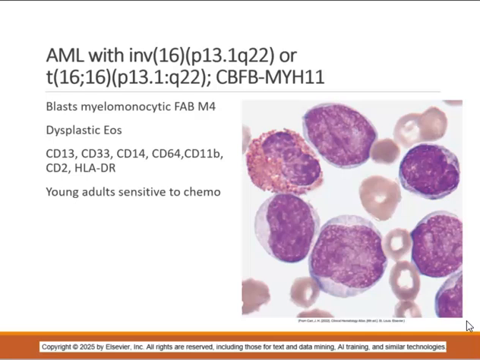AML with inversion 16, these blasts have what's called a myelomonocytic look to them. In other words, they have a myelocytic type of cytoplasm with a monocytic type of nucleus, where it's more like a monocyte. This is comparable to what's called the FAB classification M4. What we see with this particular classification is dysplastic eosinophils. So you can see the CD markers that come with this also. Again, it responds well to chemotherapy.